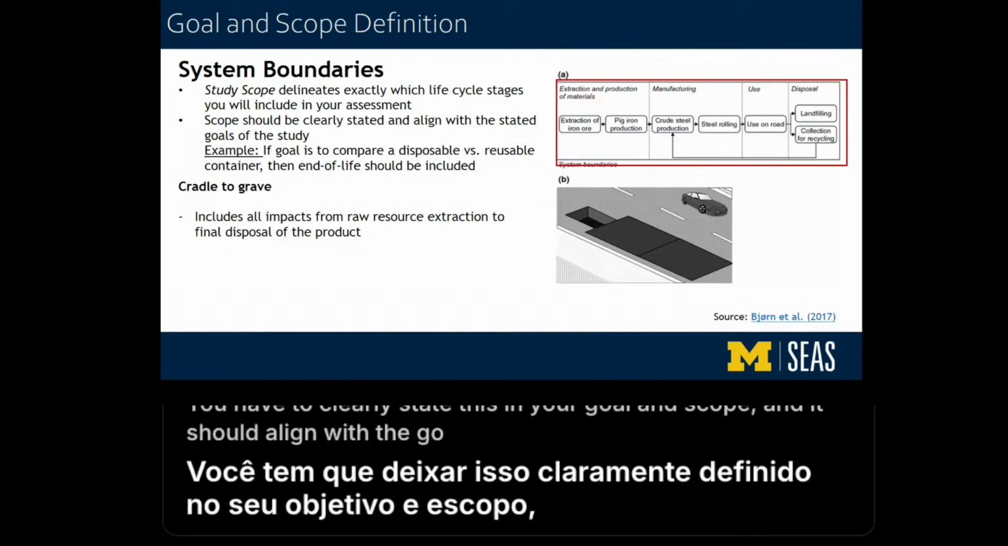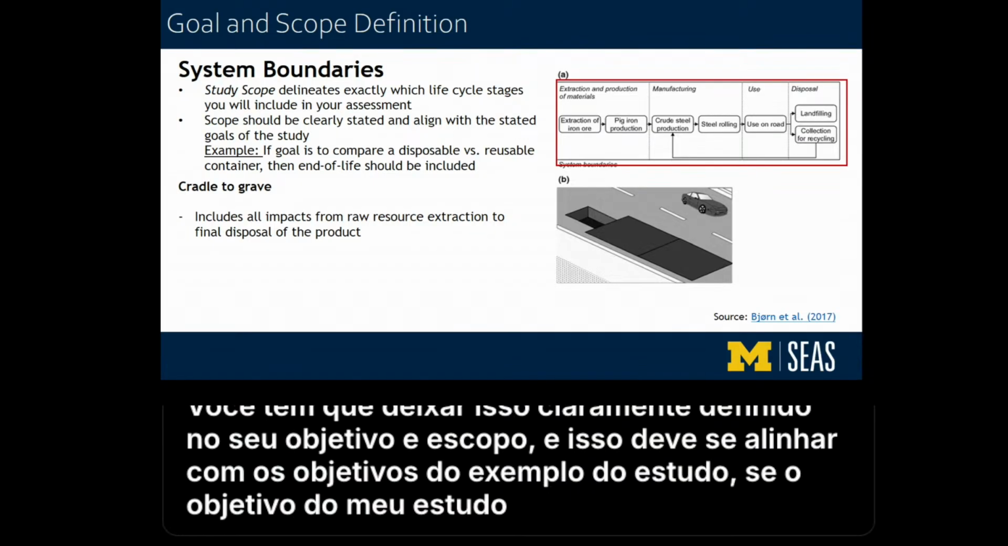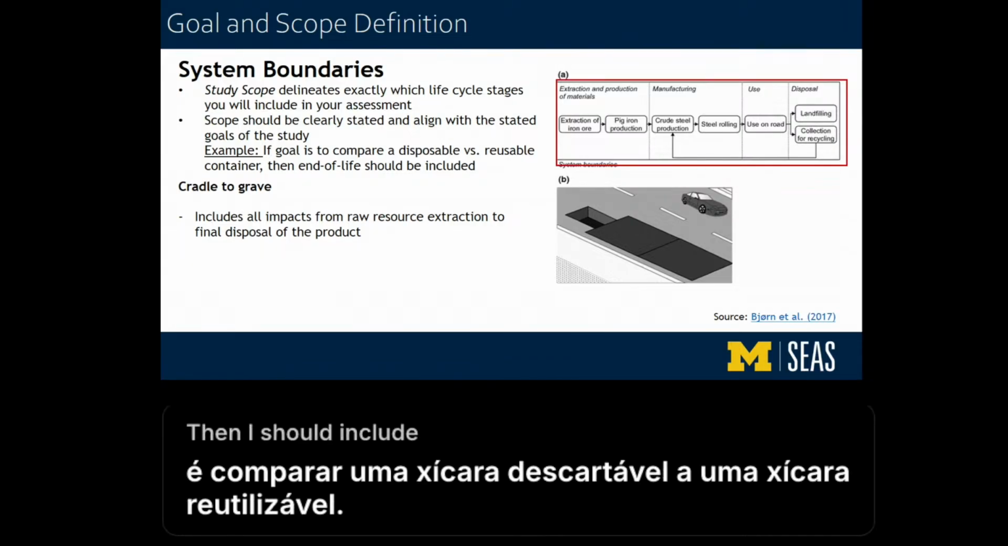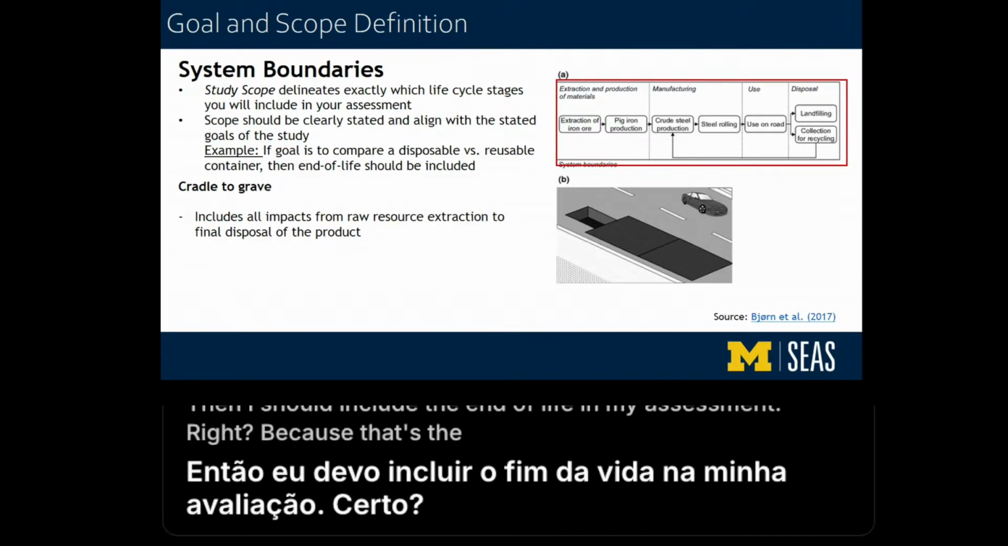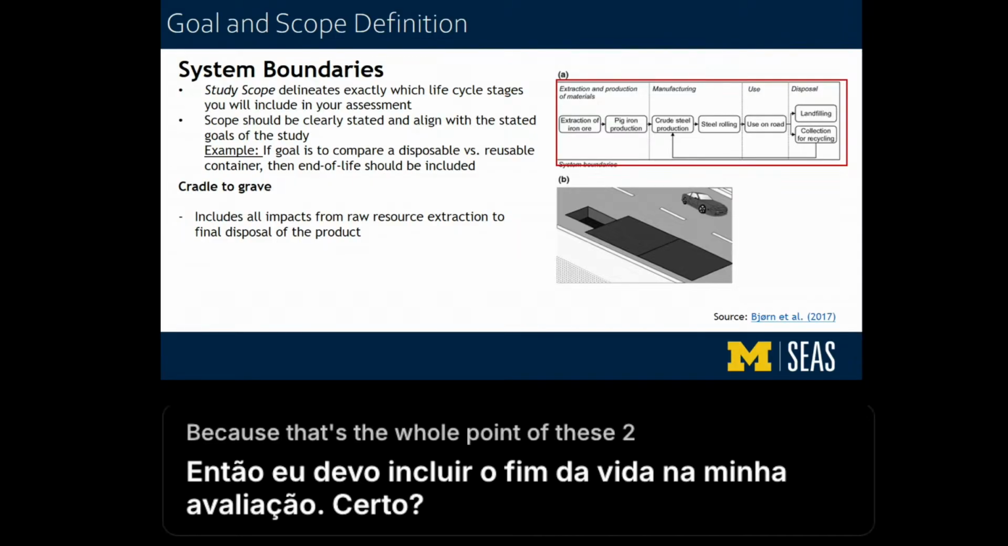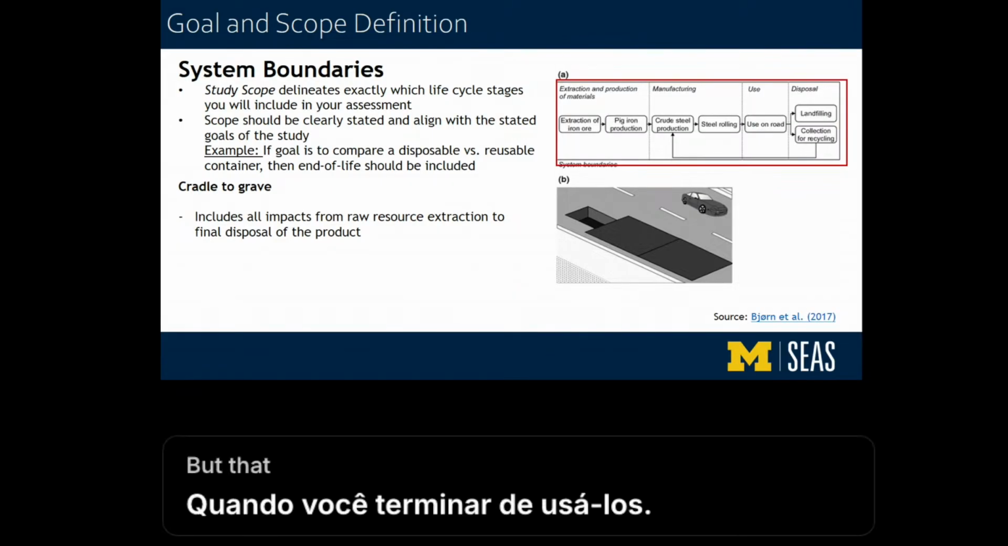study. So, for example, if the goal of my study is to compare a disposable cup to a reusable cup, then I should include the end of life in my assessment, right? Because that's the whole point of these two systems, that they have very different ways that you treat them when you're done using them. But that's not always relevant. I'll show you an example.